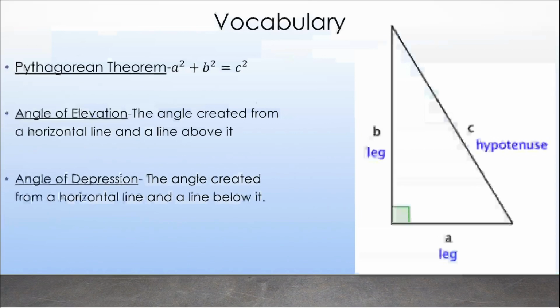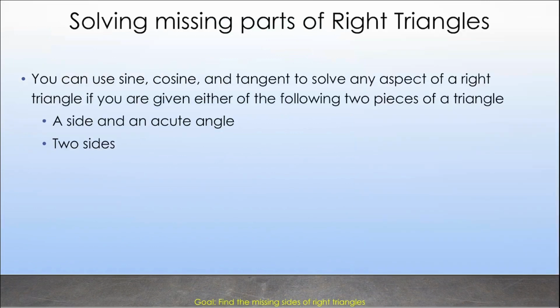My angle of elevation is the angle created from a horizontal line and the line above it. My angle of depression is the angle created from a horizontal line and a line below it, so if I create that line below it.